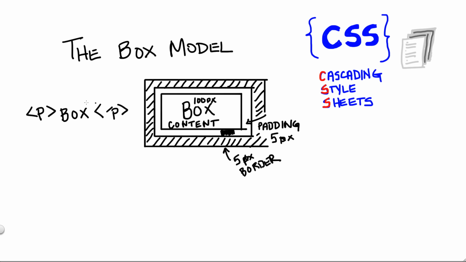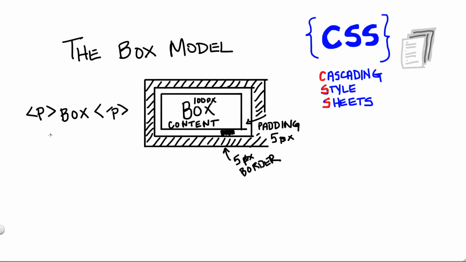We've created a paragraph with the word box in it, and that creates this box content across the page. Now, just for the sake of argument, I've said this box is 100 pixels wide, but without any additional CSS, this box is going to be as wide as your browser currently is. So you could resize your browser down to 100 or whatever, but you get the idea there.